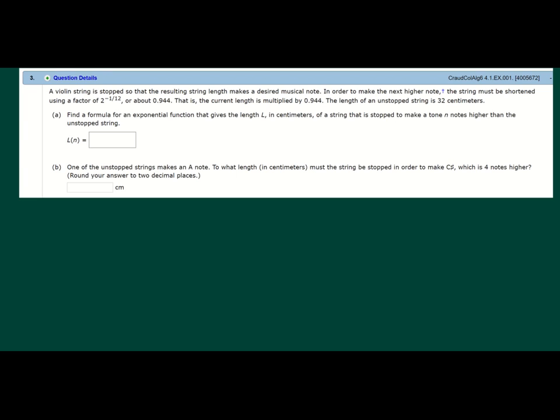So in order to create, in part A, an exponential function, right, that gives L as a function of n, what we need to do is use our general exponential model, which is initial value times growth or decay rate raised to the t power. Or in this case, and let me be pretty good about my variables here, we're actually going to use n as our input variable. So I have L equals P times A raised to the n power. That's my general exponential form.